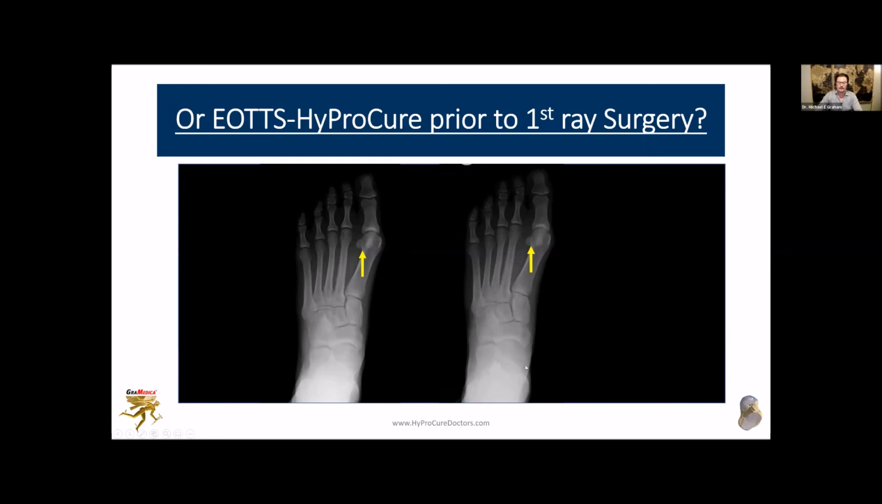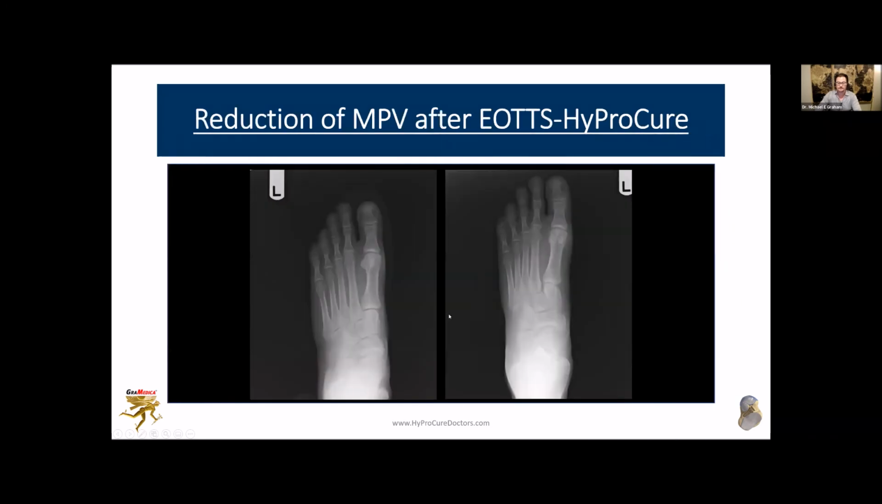Now, we recommend that you always perform the hindfoot stabilization prior to performing the first ray procedure, and you should, when possible, it's not always possible, when possible, you perform these as a staged procedure. You first put in HyProCure, and then you allow the patient to heal from that, or at least significantly, they might not be 100% healed before you go in and then perform the first ray surgery. I'm going to tell you why in a little bit.